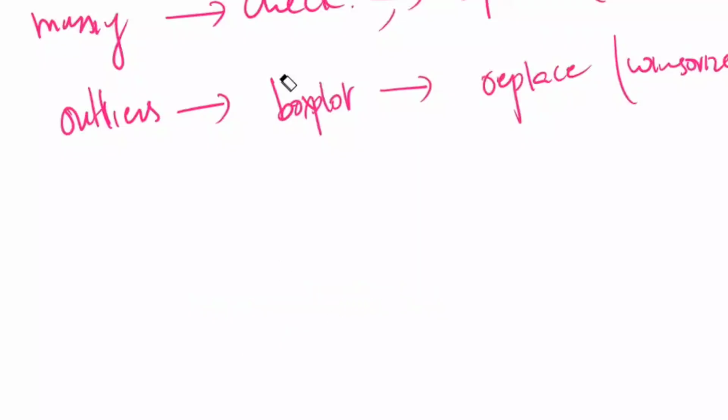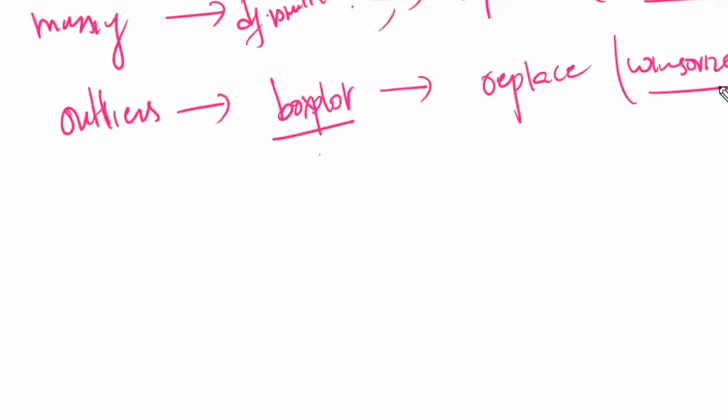Is that clear? Checking will be done differently by using df.isnull().sum. This is for check. Box plot is for check. To replace, we are going to use simple imputer. Here, to replace, we are going to use winsorizer. Clear, guys? How we are going to treat the missing values, how we are going to treat the outliers.